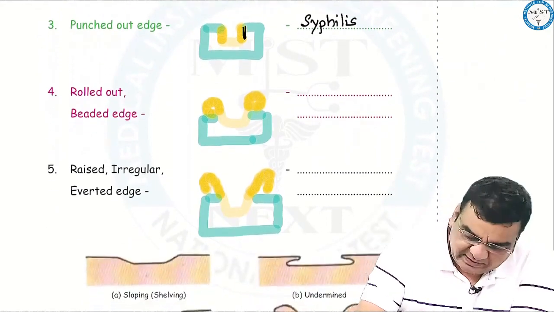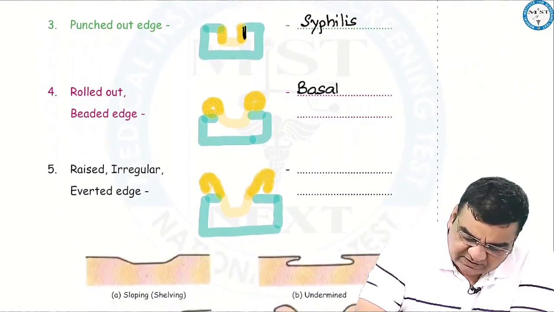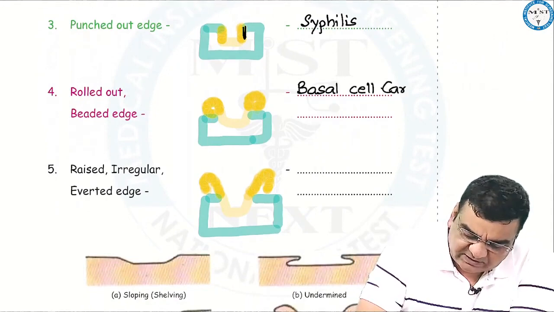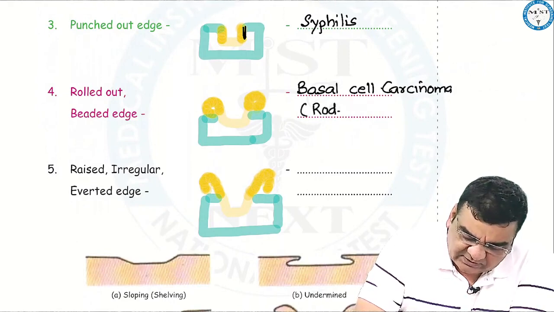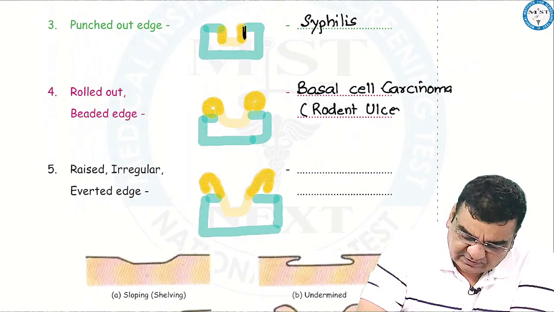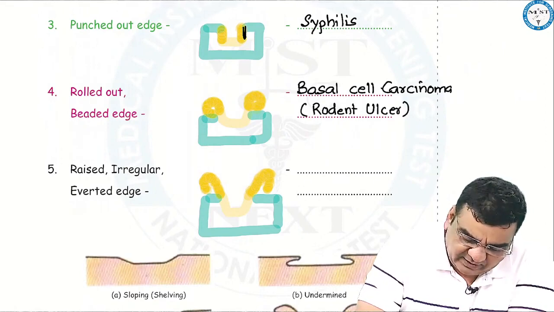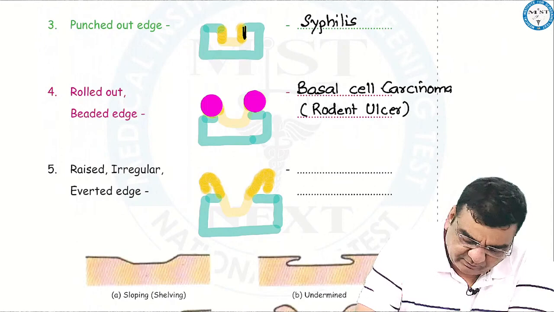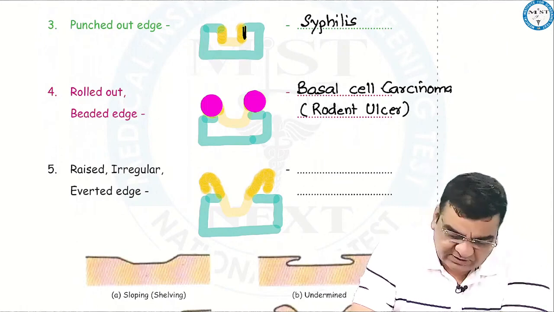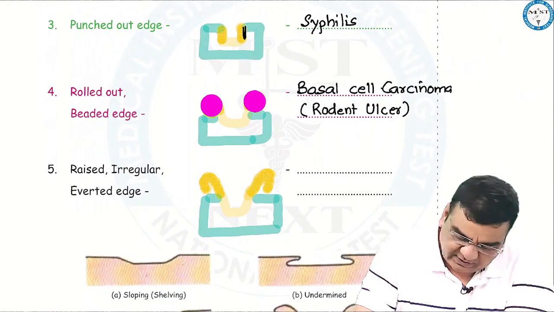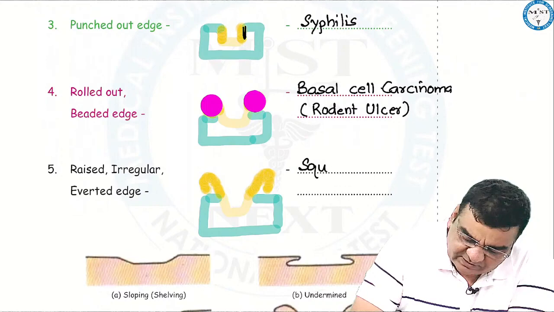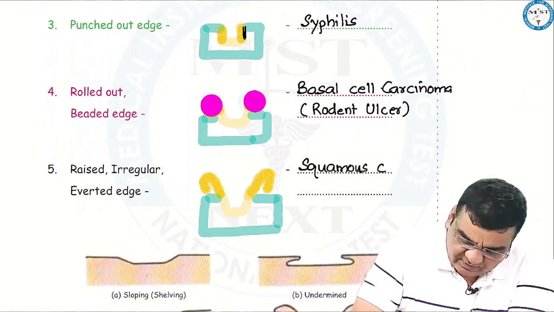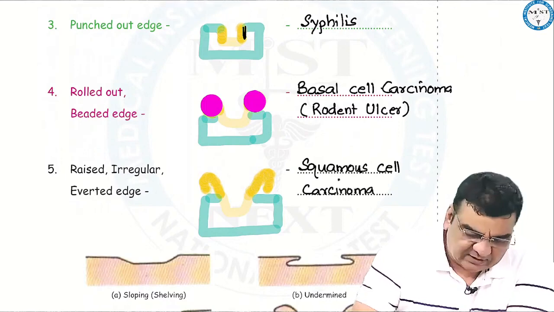Then there is a rolled out and beaded edge, which we commonly see in basal cell carcinoma, or you can say a rodent ulcer. This bead-like, pearly edge is seen in basal cell carcinoma or rodent ulcer. And a raised, irregular, everted edge is seen in squamous cell carcinoma.